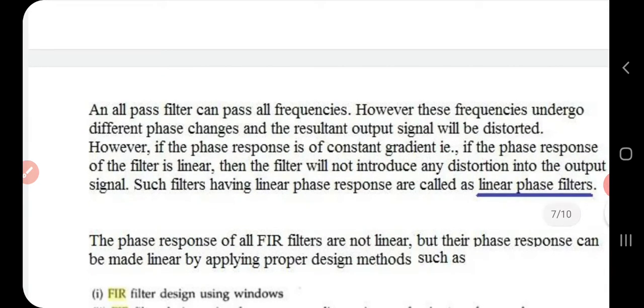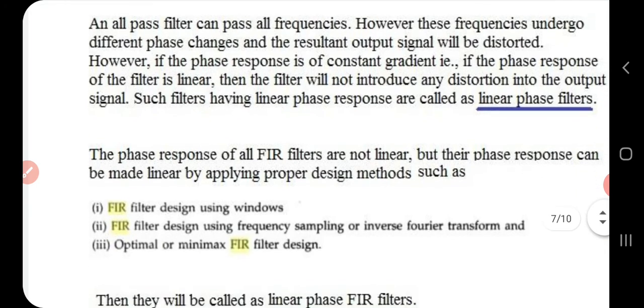Now an all pass filter, as the name suggests, can pass all frequencies. However, when these frequencies pass through, they will undergo phase changes, and the resultant output signal will be distorted. Suppose the phase response is of constant gradient, that is, the phase response of the filter is linear, then naturally the output signal will not have any distortion. And such filters, for which the output signal is not distorted, or filters having linear phase response, are called linear phase filters.